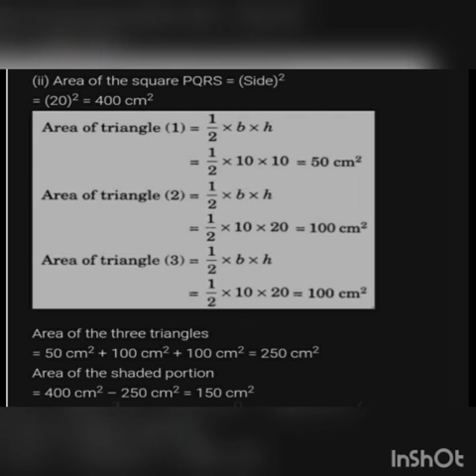Now finding the area of the three triangles. First triangle, half BH, half into 10 into 10, 50 centimeter square. Now triangle 2, half BH, half into 10 into 20, 100 centimeter square. Again the same dimension, half BH, half into 10 into 20, 100. So you are getting the three triangles' area as 100, 150. So the total here is 250. Now the total area is 400. Subtracting 400 minus 250, the area of the shaded portion is 150 centimeter square.